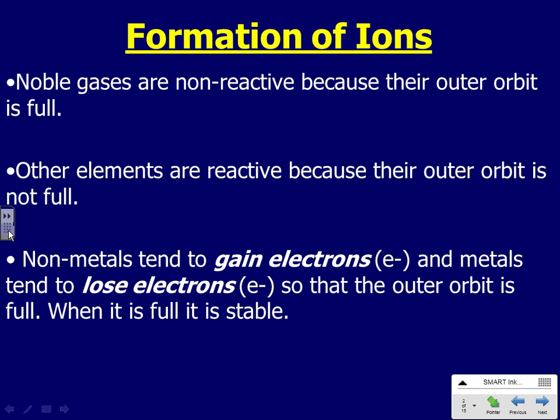Noble gases are non-reactive because their outer orbit is full. Other elements are reactive. Did I say reactive up there? Noble gases are non-reactive. Other elements are reactive because their outer orbits are not full. Non-metals tend to gain electrons, and metals tend to lose electrons, so that their outer orbits are full. Man, I'm having trouble reading my own note. When it is full, it is stable.